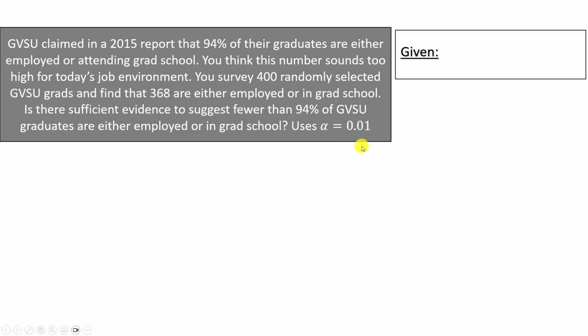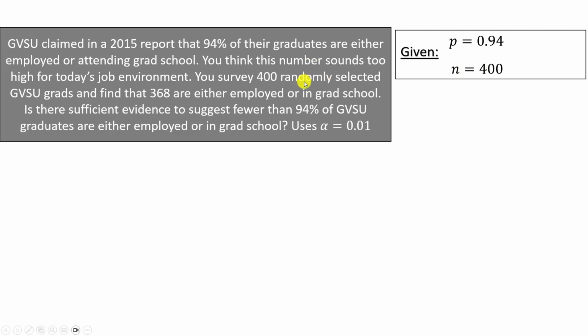The first thing you should do is write out the given information. The claim in terms of the population proportion is that it is equal to 94%. So that is p equals 0.94. To test this claim, we took a sample of 400 individuals, so our value for n is 400.